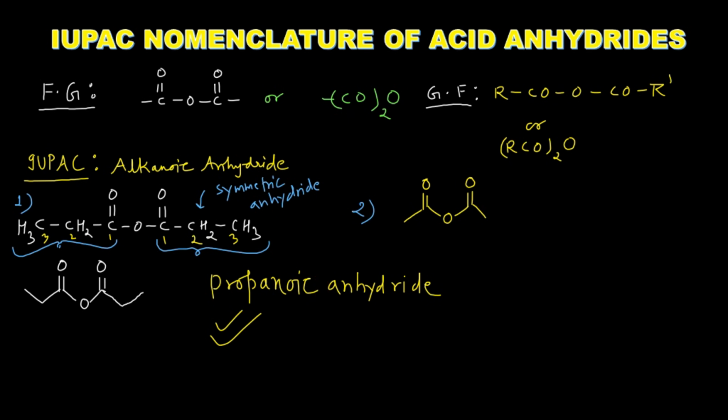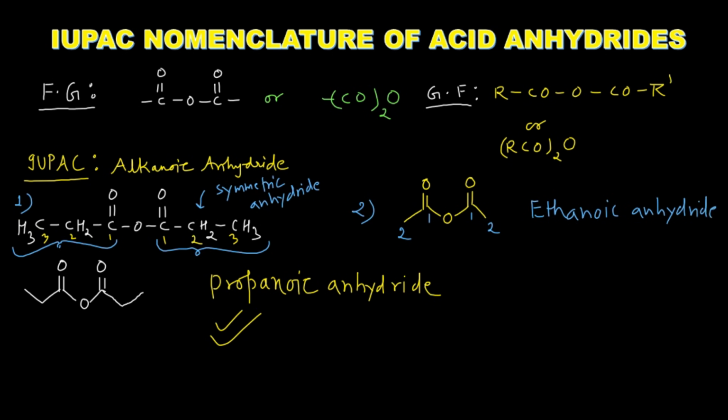Now on the same background, this is carbon number 1, this is carbon number 2, and again this is carbon number 2. So again it is a symmetric anhydride, because on either side of the oxygen only 2 carbons are there, and for 2 carbons we write eth, then ane, and then oic anhydride. So the IUPAC name of this compound is ethanoic anhydride.